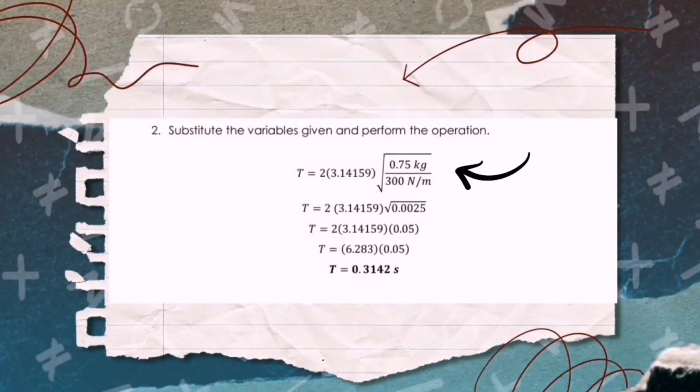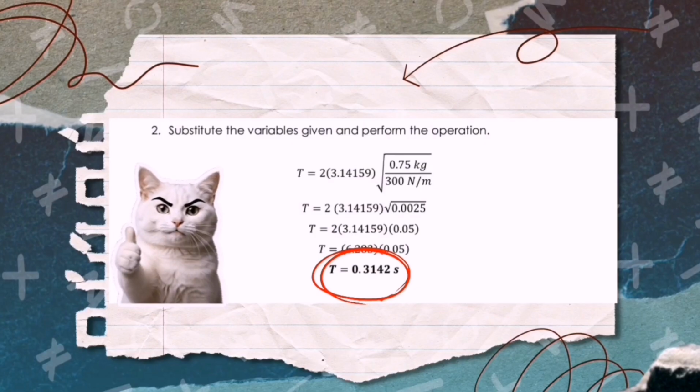First, the period. Plugging our values into the formula, T equals 2 pi times the square root of 0.75 divided by 300. That square root simplifies to 0.05. Multiply that by 2 pi and we get T is approximately 0.3142 for one complete cycle. Fast, no?